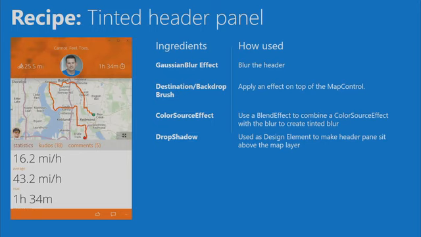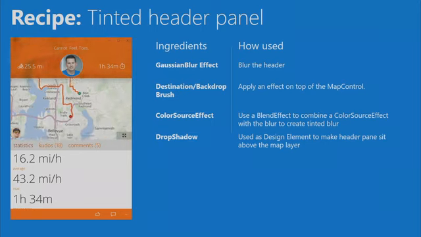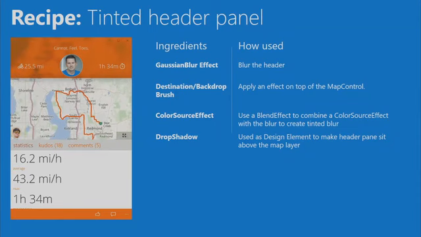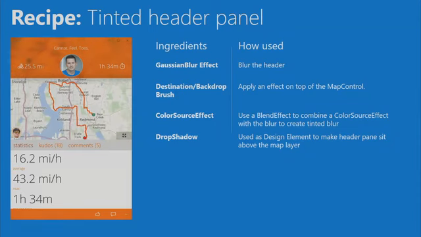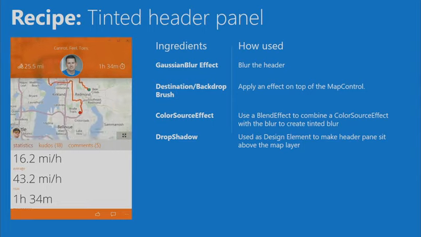So we're using our new Gaussian blur effect. We're also using a special kind of brush called a destination or backdrop brush. And this is how we can see through and have that blur effect applied to whatever's behind the panel.